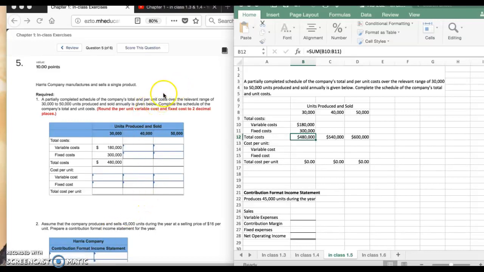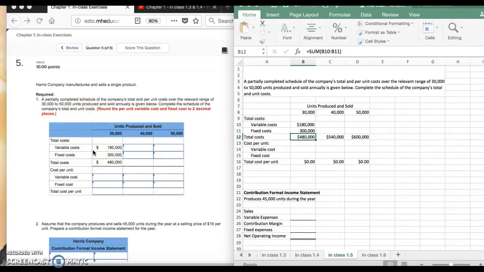Okay, we are going to do in class chapter 1, question 5. A partially completed schedule of the company's total and per unit costs over the relevant range of 30,000 to 50,000 units produced and sold annually is given below. Complete the schedule of the company's total and unit costs.